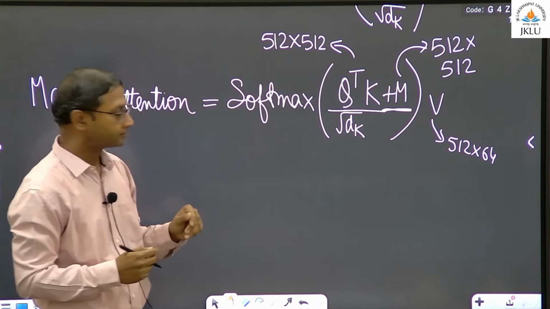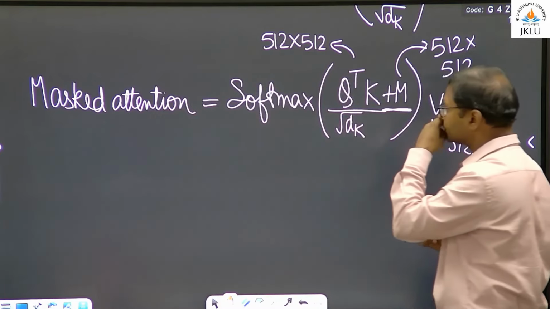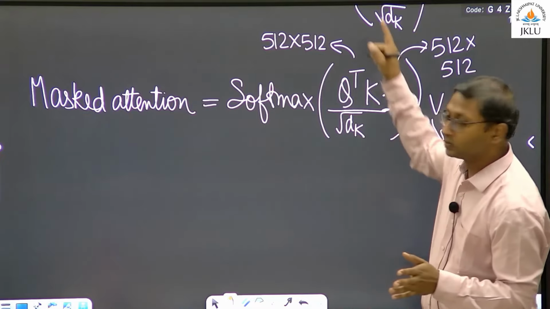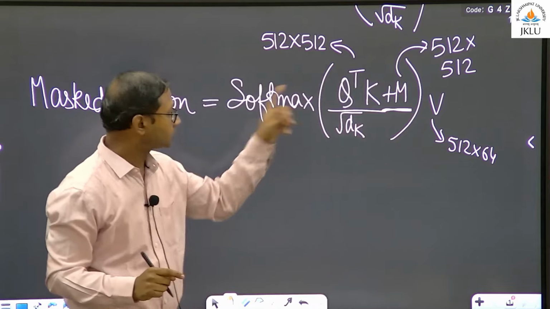So what next? So m is not negative of this. If m is 0, you are back to the normal multi-head attention. Okay. So what should m be?